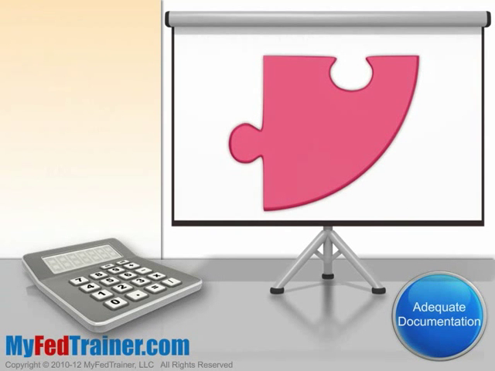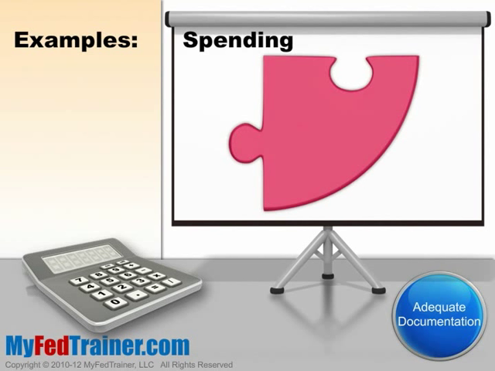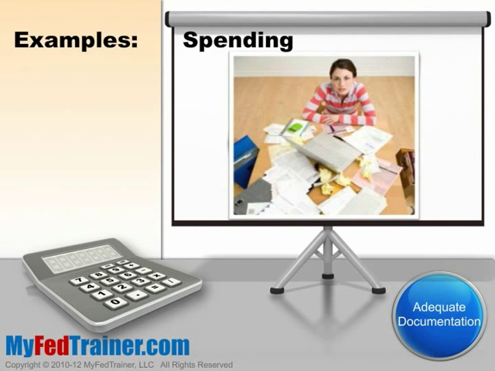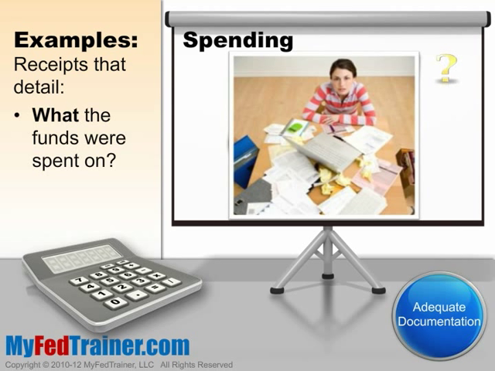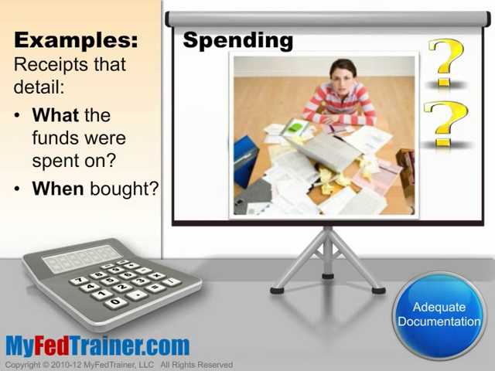Now let's look at some examples of adequate source documentation for spending so you know what is required. First of all, adequate source documentation for spending includes having receipts with sufficient detail to be able to determine what the funds were spent on, when the spending occurred, and who made the purchase.